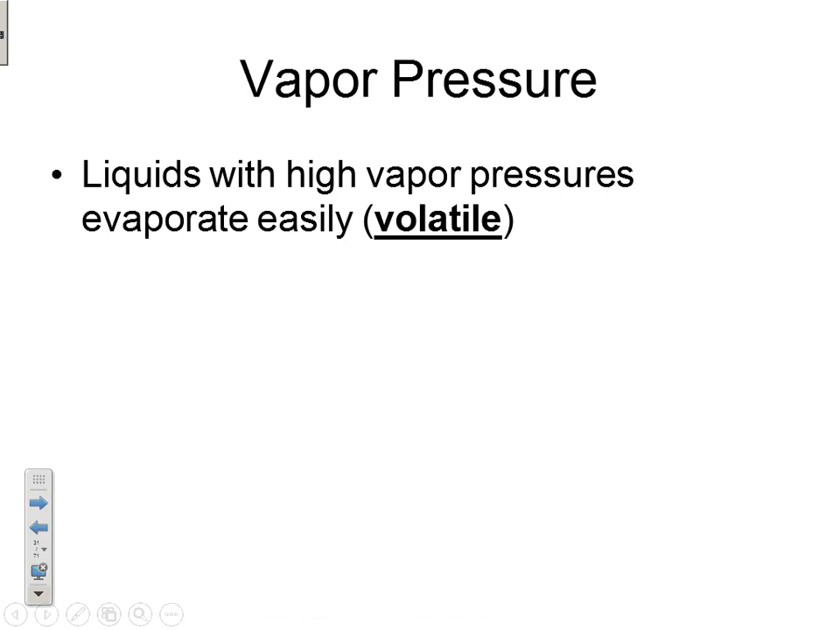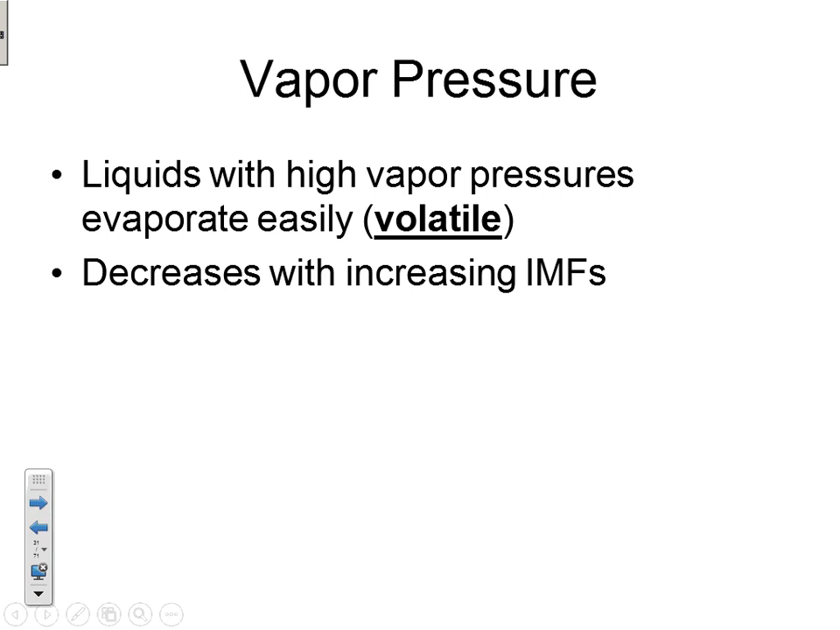We call liquids that have very high vapor pressure volatile. And that's what the word volatile actually means. This is a word that gets misused quite frequently. But volatile really just means that your liquid evaporates easily, and it evaporates easily because it has very high vapor pressure. Your liquid evaporates easily because it has very weak intermolecular forces of attraction.